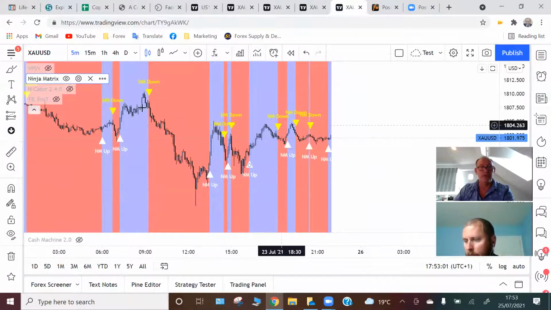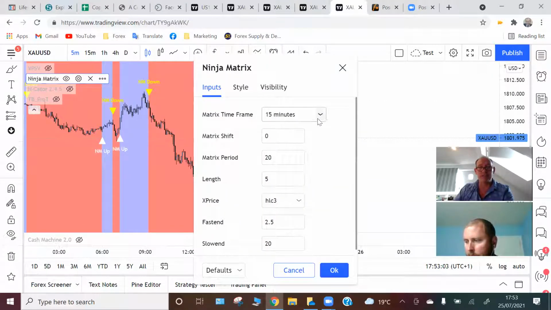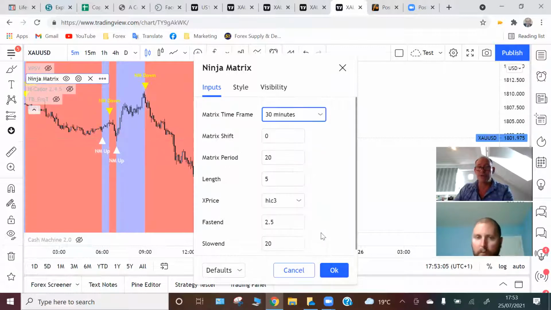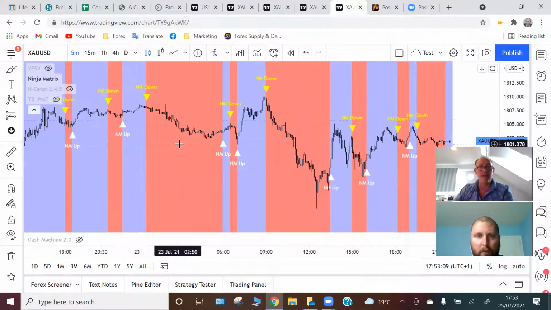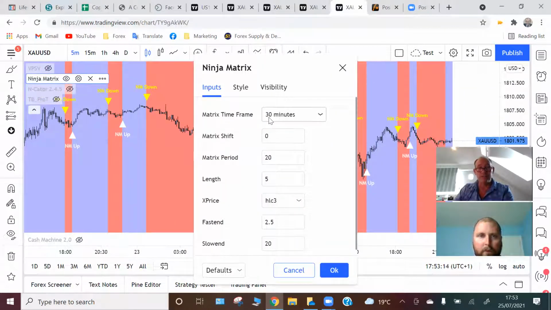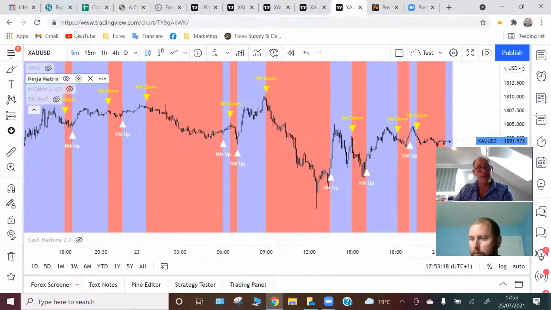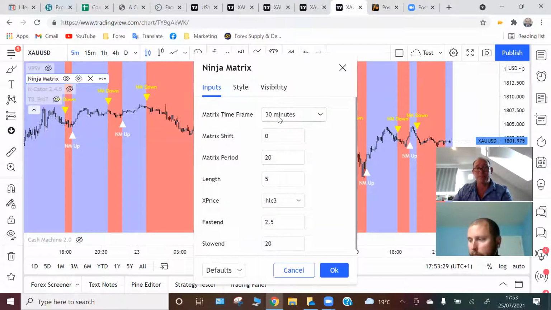It feels okay. Let me see if we can make it better with a 30-minute time frame. Just play about with it and see what best suits you. I prefer the 30-minute time frame on the Matrix, and I don't touch the rest. I just change that. That's for scalping gold on the 5-minute for sniper precision. So you had the Matrix on the 30-minute? Yeah, exactly, the Matrix is on the 30-minute.